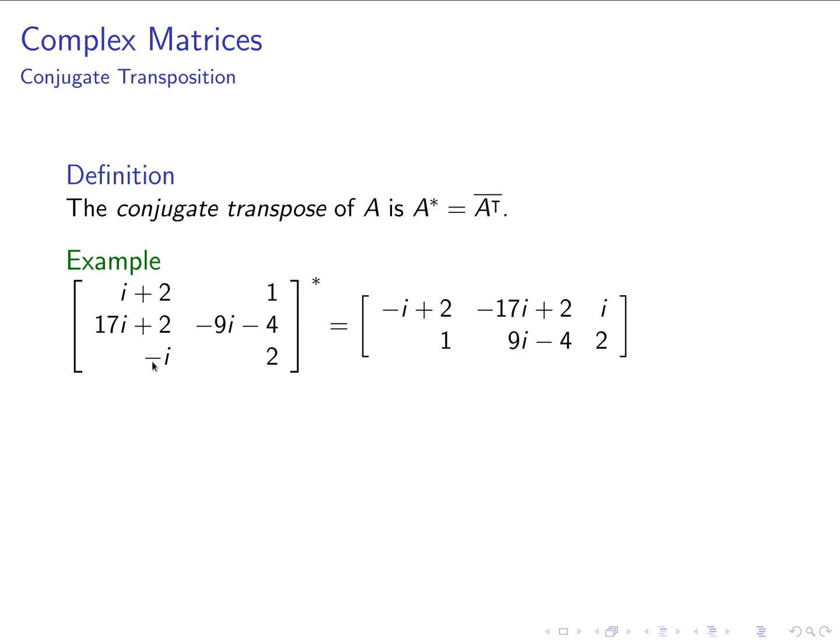Finally, the last row, negative i, 2, becomes the last column of this conjugate transpose, but again, we conjugate those entries. Negative i becomes i, and 2 remains equal to 2.